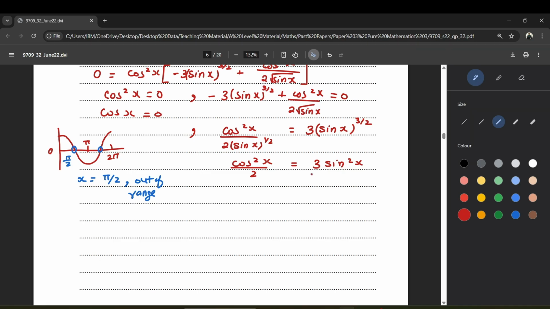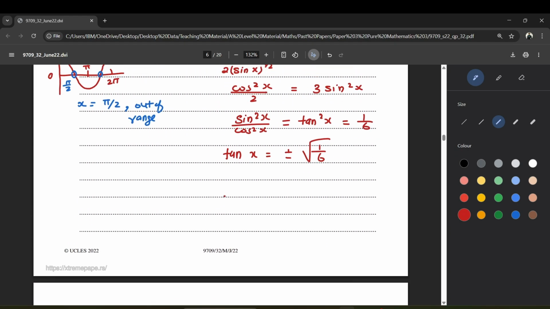Now, what I can do is take cos squared x and divide it both sides, and I can shift 3 to this side. So basically, what I'm going to be left with is sine squared x over cos squared x, right? Which basically becomes tan squared x equals, this 3 goes to the other side, so that is 1 upon 6. So now I can say that tan x is equal to plus minus square root of 1 upon 6. And from here, we now have two equations.